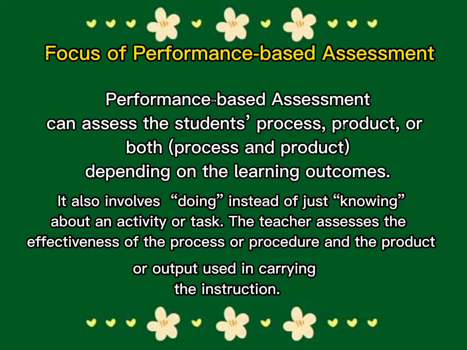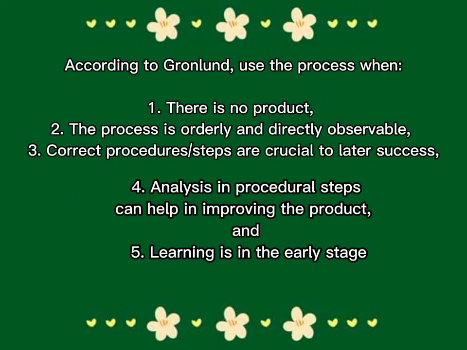The problem is when to use the process and the product. According to Gronlund, use the process when, first, there is no product. Second, the process is orderly and directly observable. Third, correct procedures and steps are crucial to later success. Fourth, analysis of procedural steps can help in improving the product. And fifth, learning is in the early stage.